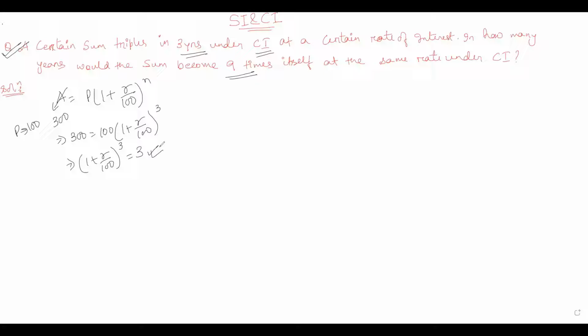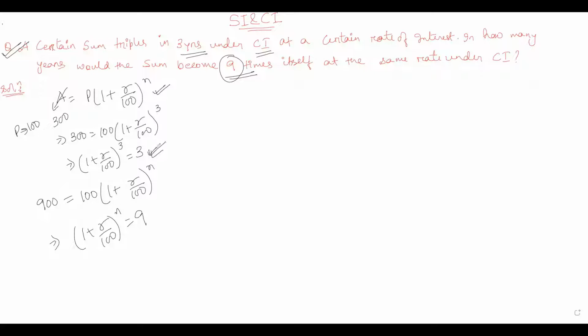Now the question says that the sum has to become 9 times itself in how much time at the same rate under CI. If I use the same formula, amount equals P into (1 plus R by 100) to the power n. In this case, the amount would be 9 times, so the amount would be 900. So this would be equal to principal, that is 100, times (1 plus R by 100) to the power n. If you simplify, this would be (1 plus R by 100) to the power n equals 9.